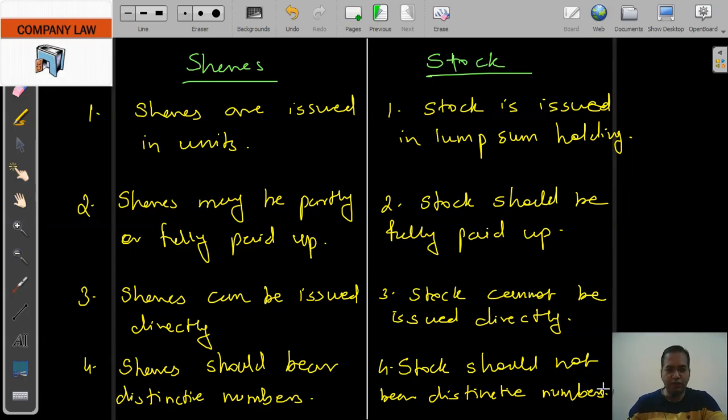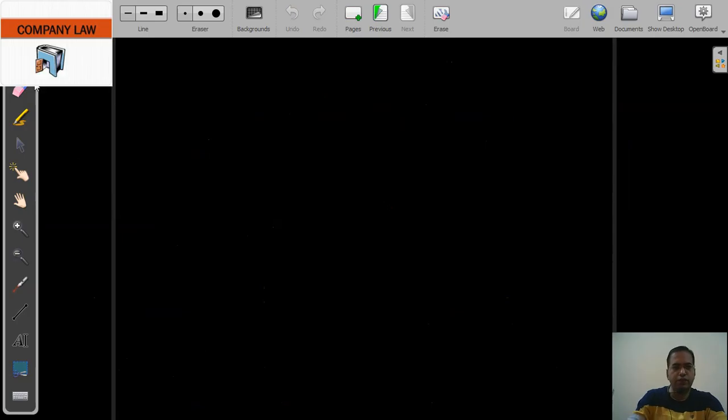So let's assume that I hold 10,000 rupees of shares in the company. Now I would like to convert into three different parts in the form of stock. So I may convert into 5,000 rupees of stock, 3,000 and 2,000. Likewise I can convert it, but it is not distinctively numbered. So 4 points of differences we have studied so far. Let's move on very quickly.